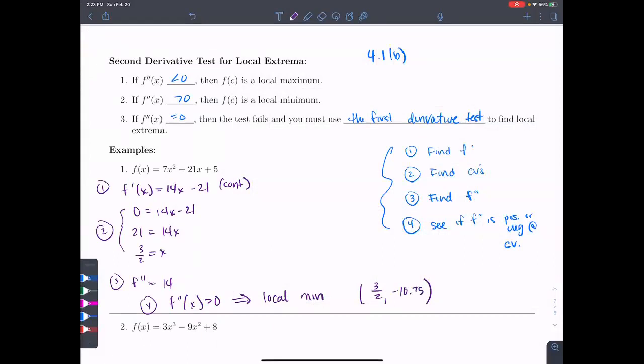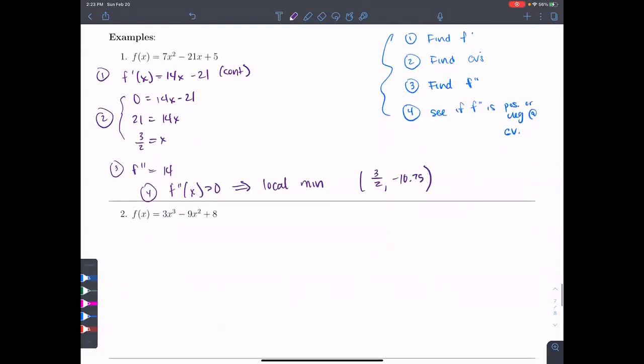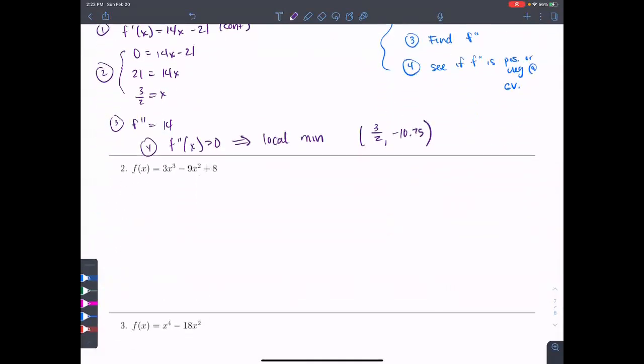Okay. Let's keep going. So we have f prime of x would be 9x squared minus 18x here. That's continuous everywhere, but let's set it equal to 0. Factor out a 9x, we get x minus 2. So we have critical values at x equals 0 and positive 2.